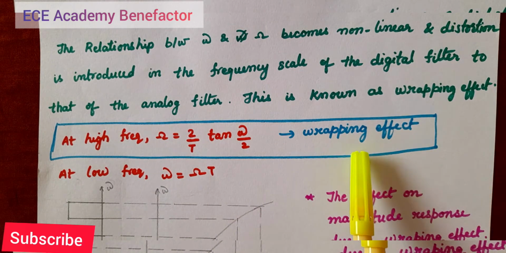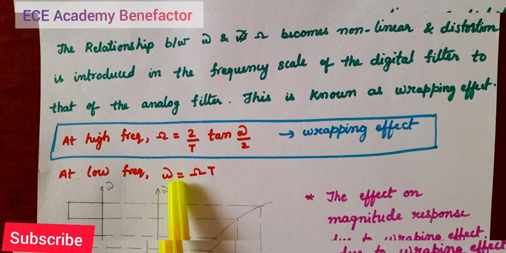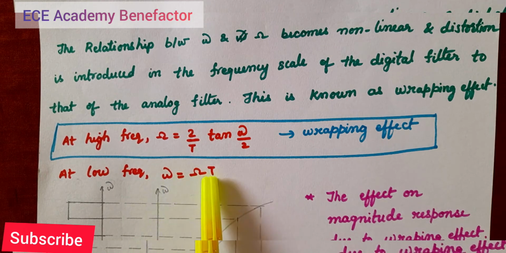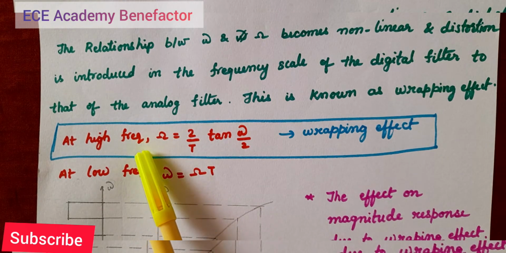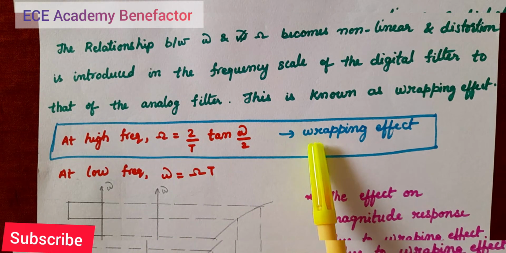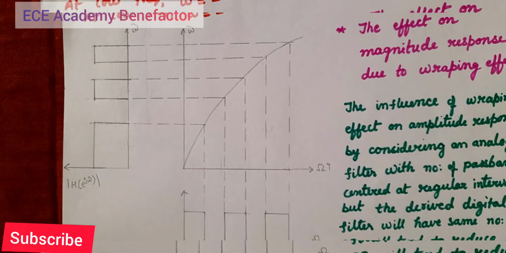What is happening in the wrapping effect? The amplitude and phase responses get distorted at high frequencies, but at low frequency omega and ohm have a linear relationship. So there is no distortion at low frequencies, but at high frequency the responses get distorted, which is known as the wrapping effect. So, let us see the magnitude response.